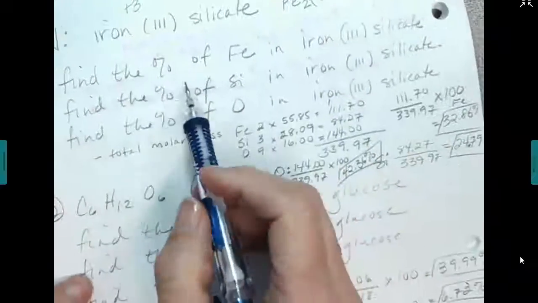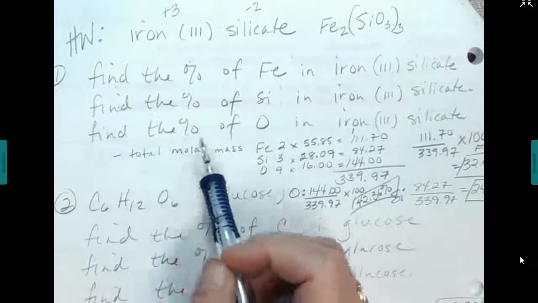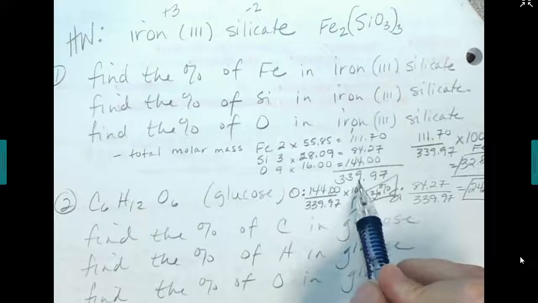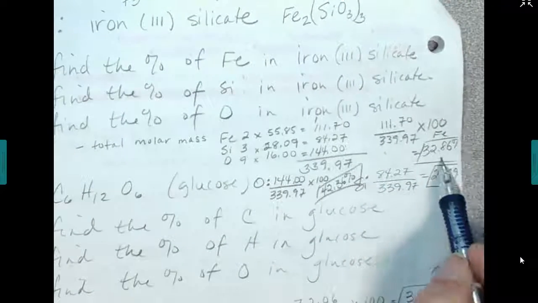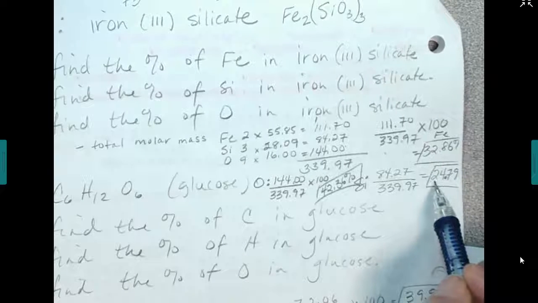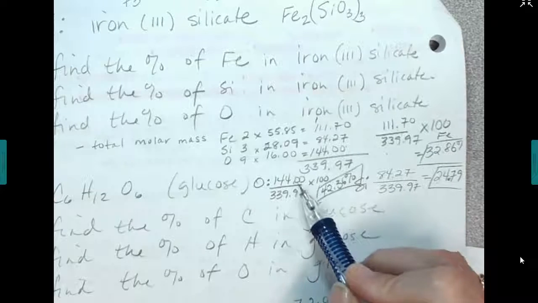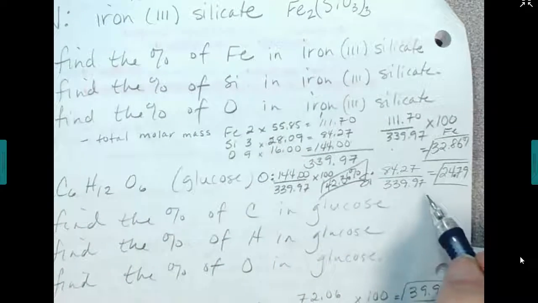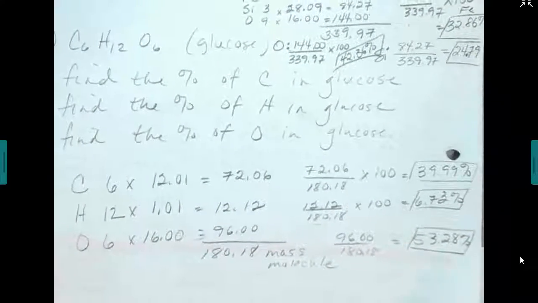So for homework, we did iron 3 silicate. Find the percent of iron in iron 3 silicate. Find the percent of silicon in iron 3 silicate. And find the percent of oxygen. So we found our molar mass of the compound, divided each of the individual by the total molar mass, and we got 38.86% for iron, 24.79% for silicon, and 42.36% for oxygen. Add these all three up together and we should get 100%. Then we did the same thing for glucose. So that was our percent composition.